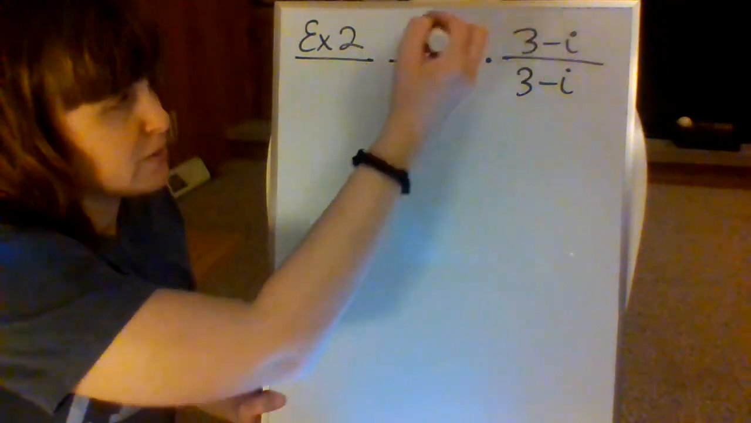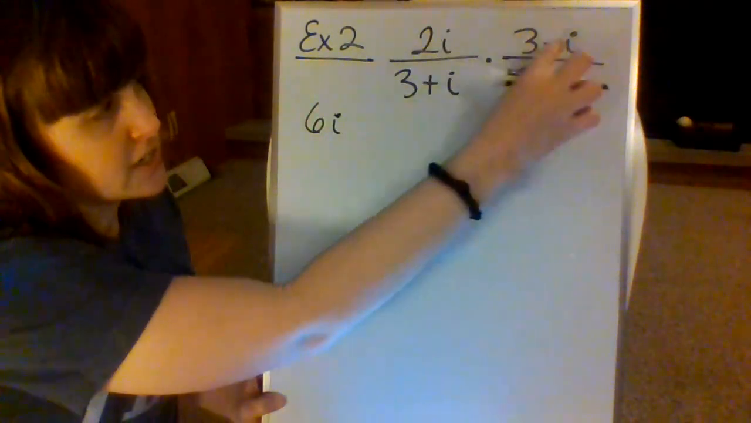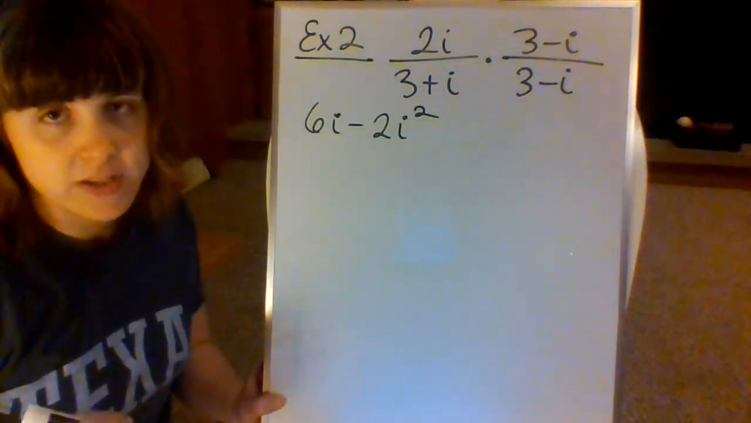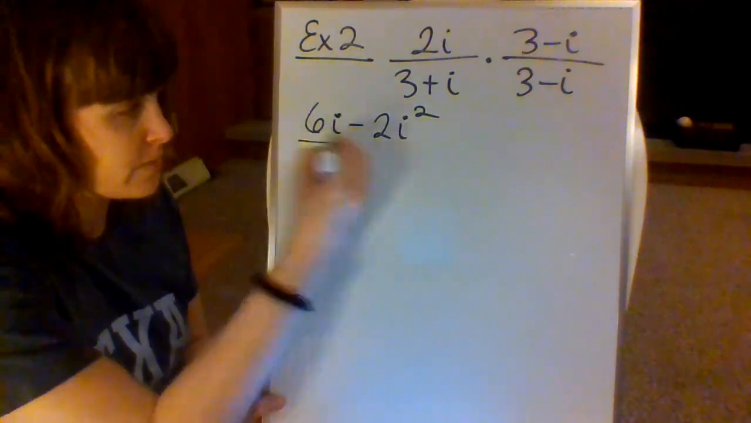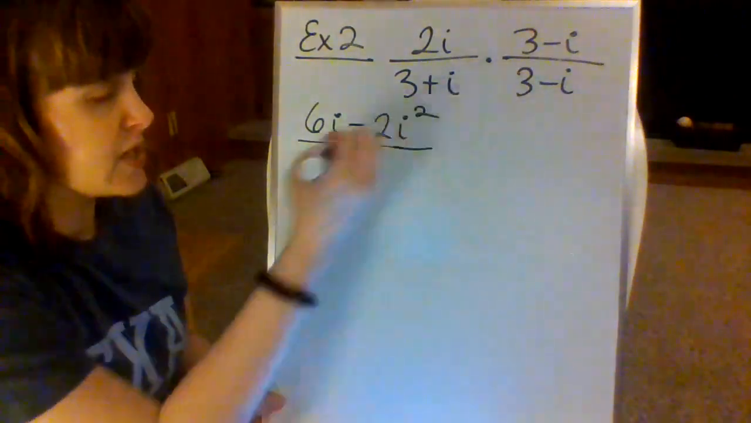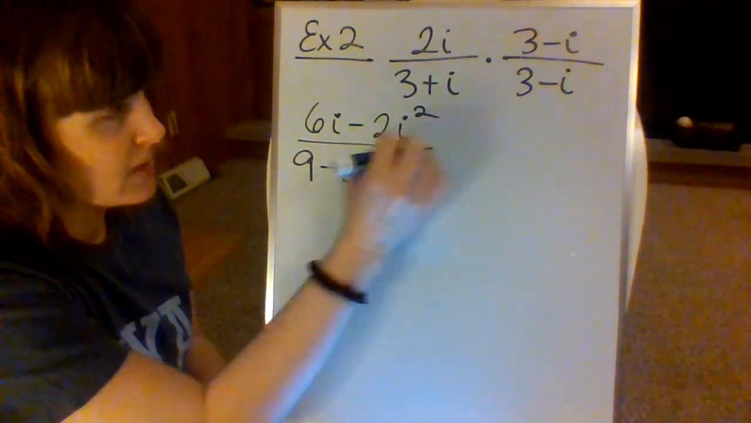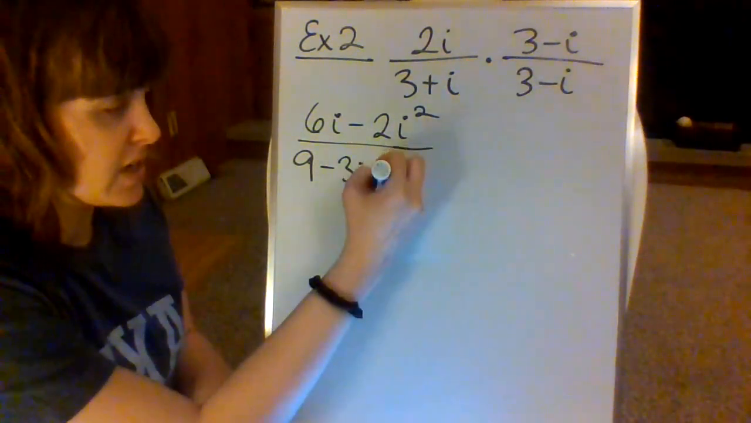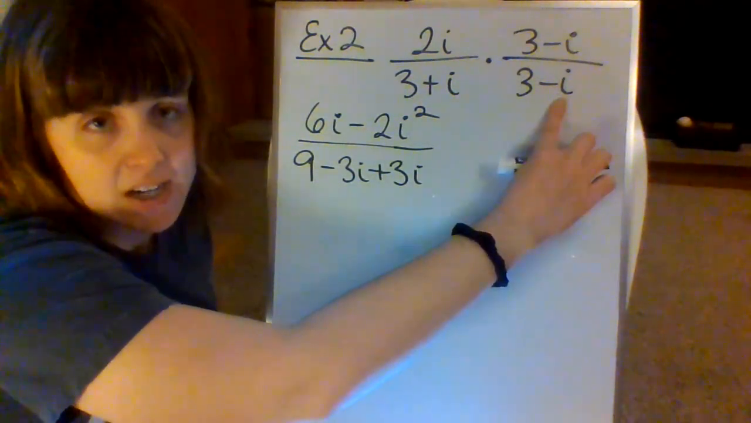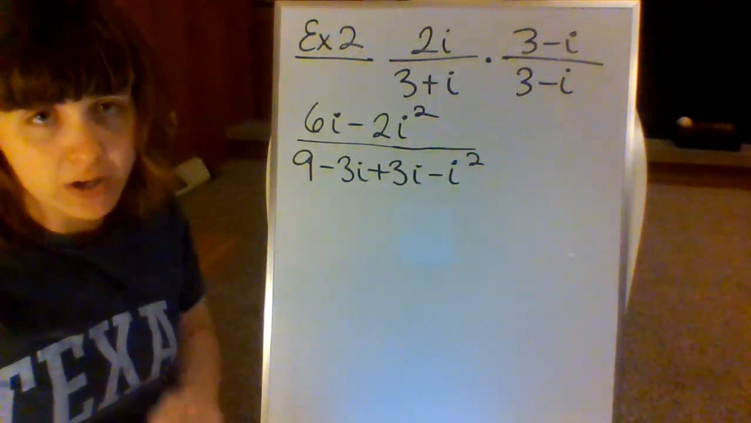Okay, so we're going to do the distributive property again. So 2i times 3 is 6i. 2i times negative 1i makes negative 2i squared. So we're going to have to come back and simplify that a little bit later. Okay, on the bottom, we're going to have 3 times 3 is 9. 3 times negative i is negative 3i. i times 3 is 3i. And then i times negative i makes negative i squared. Okay, so that was a lot going on.